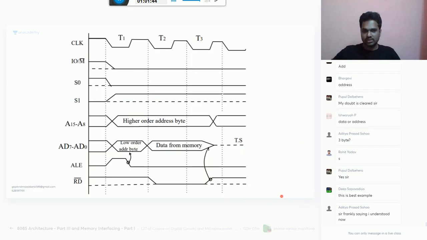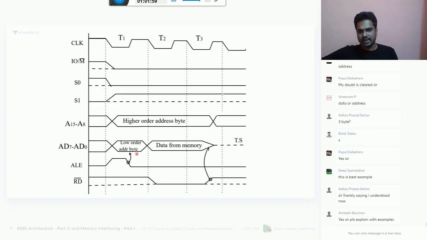Okay, now listen. Same story. IO/M is 0. Here S1 will be 1, S0 will be 0, as I told you in the table. So first part is the higher order bus, second part is the lower order bus. Same story. Address latch enable is done, then data from the memory. It will read the data from the memory up to the read bar signal.